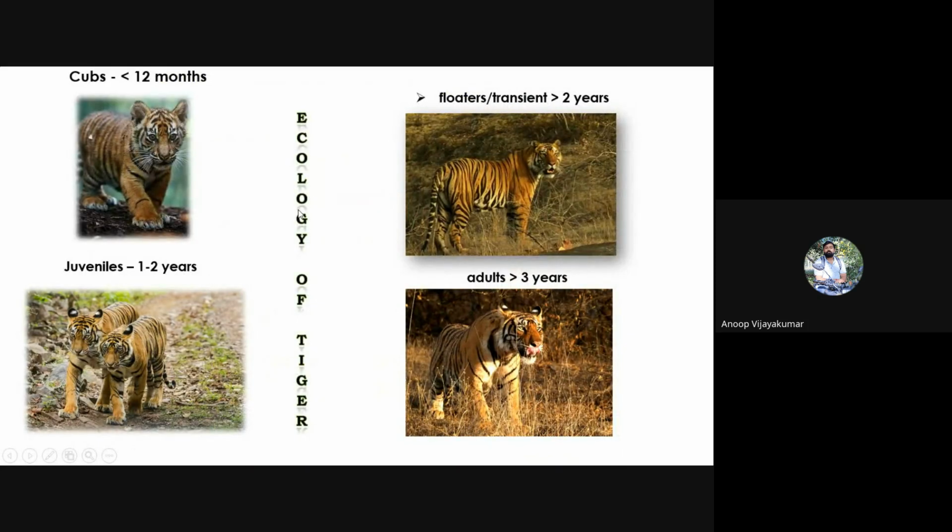If you see the life cycle or ecology of tigers, in the wild, the maximal lifespan of a tiger is only 13 or 14 years. If you keep them in captivity, we can get maybe 17 or 18 maximum. Up to 12 months, or 1 year, we can call them cubs, and from 1 to 2 years, you can call them juveniles.